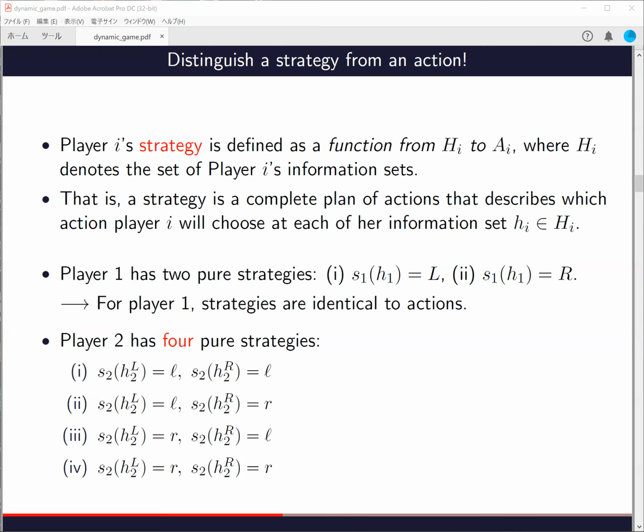Now let's consider the case of player 2 in this example. Player 2 has 4 pure strategies since there are 2 information sets and 2 actions. In this example, player 2's strategy describes a complete plan of what player 2 does given what player 1 does. Strategy 1 says, choose l regardless of information set reached. Strategy 2 says, choose l if information set H2L is reached, and choose r if information set H2R is reached, and so on.